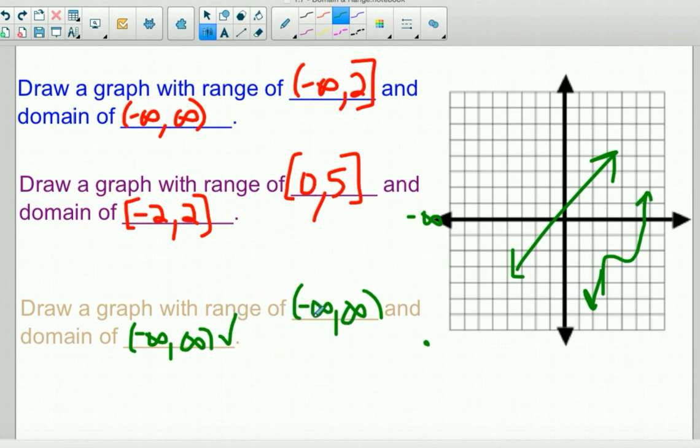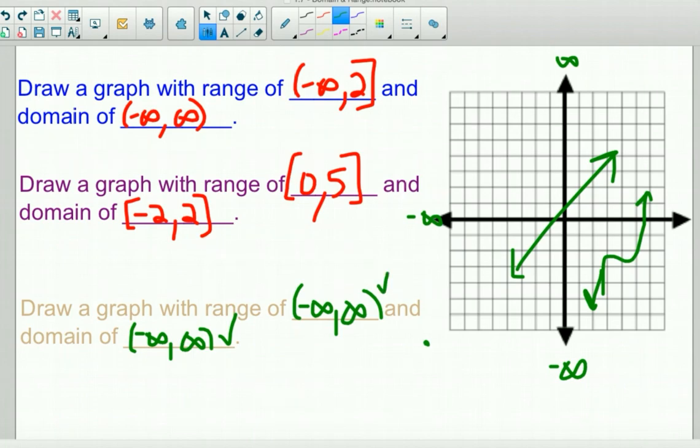And then the range, the lowest, right? -infinity is down here, right? I have y values down here. This line will continue down just as much as it continues left. And this one's going to continue up to +infinity as it goes to the right too. So that kind of takes care of both domain and range.